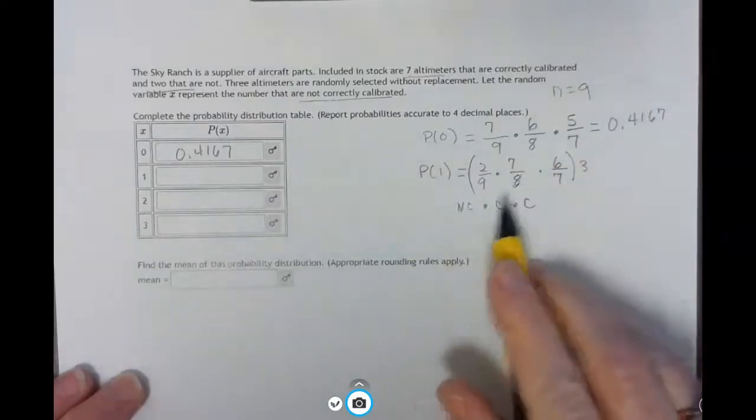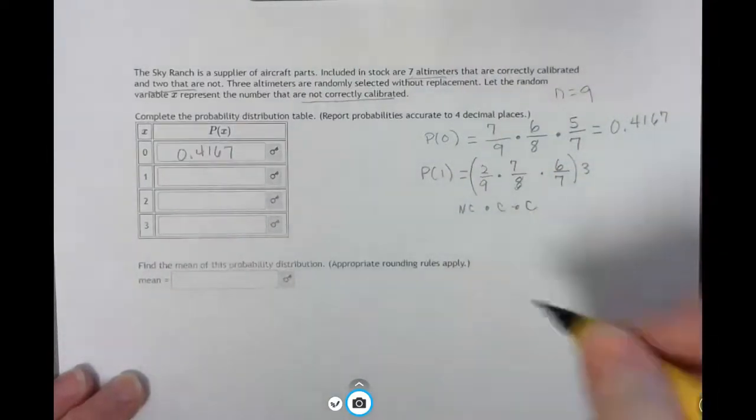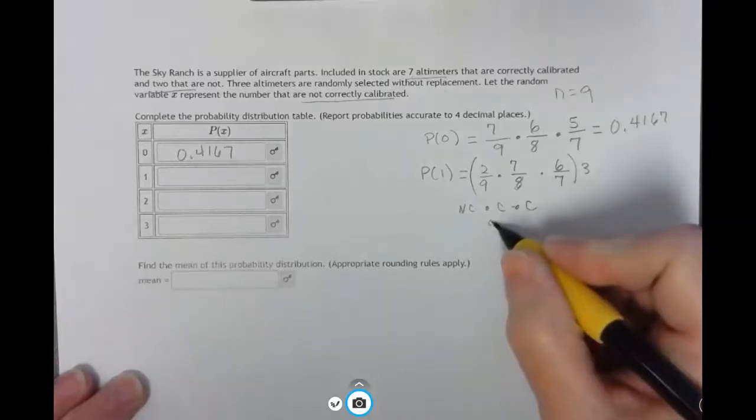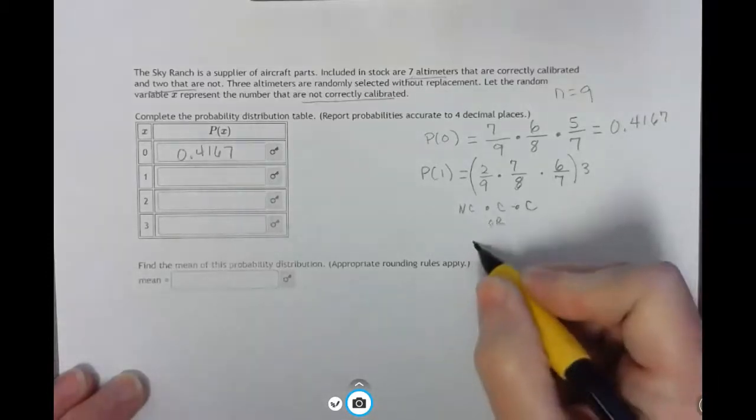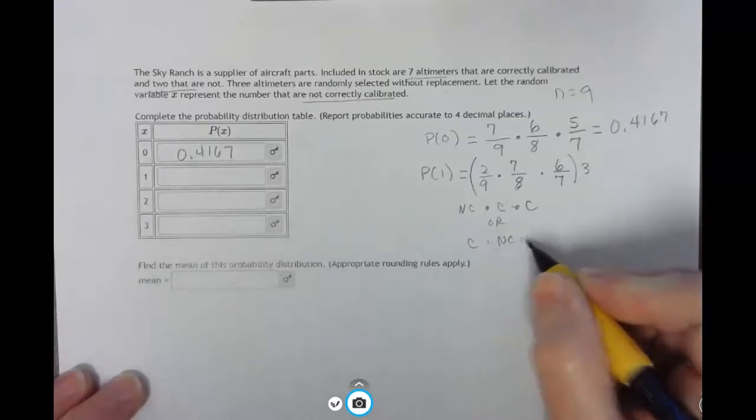So the first one's not correct, the second and third are correct. Or we could have had this one correct and then this one not correct.